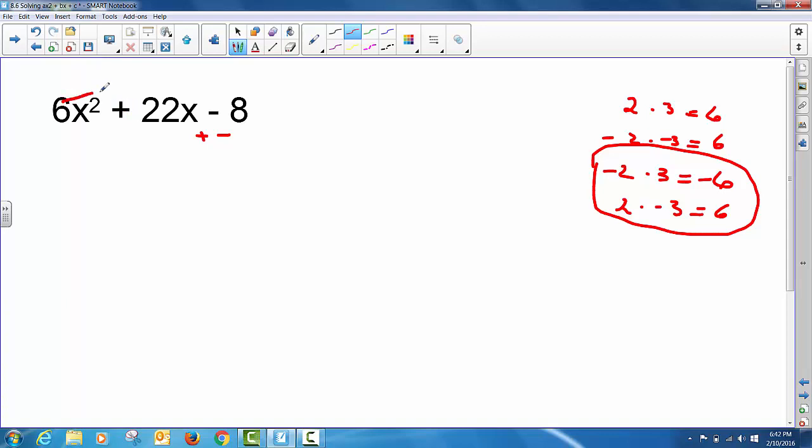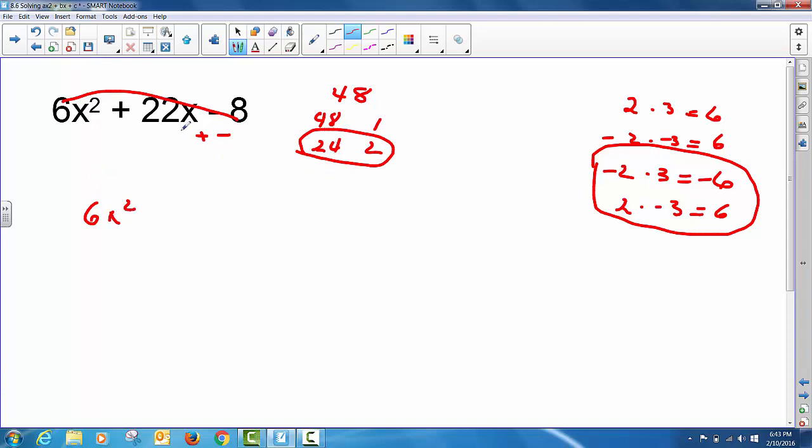Same thing, we go 6 times 8 and we get 48. Now what we want are factors of 48 that have a difference of 22. So we try 48 and 1, no. 24 and 2, difference of 22, so that's this one right here. And we rewrite the problem, 6x squared.